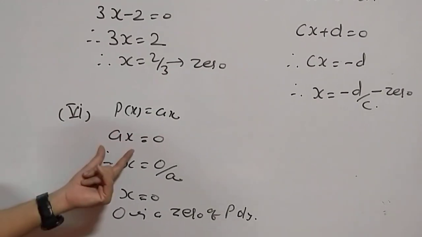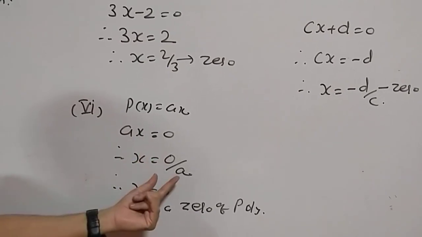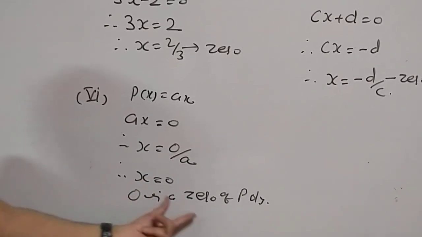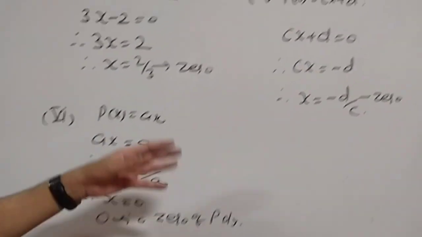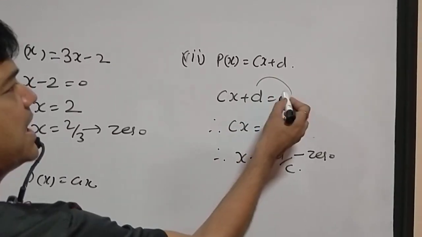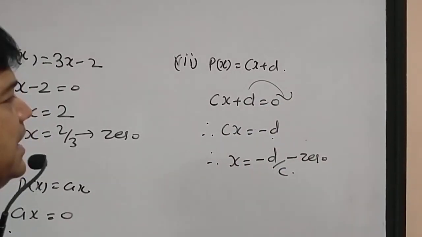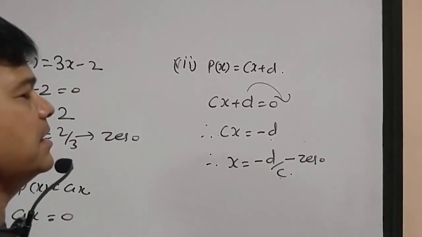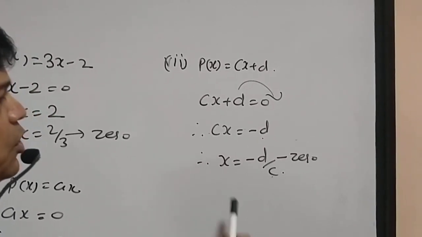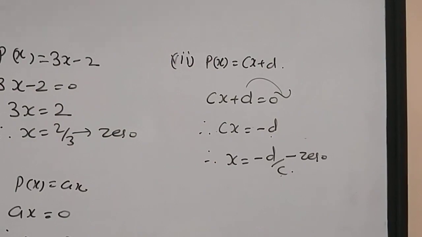Here ax is 0. Therefore x is equal to 0 upon a, and 0 upon any number is 0. Therefore x is 0, so 0 is the zero of the polynomial. And here cx plus d is 0. First d goes on the other side and becomes minus, and then c becomes the denominator. So x is equal to minus d by c is the zero of the polynomial. So it's very easy.